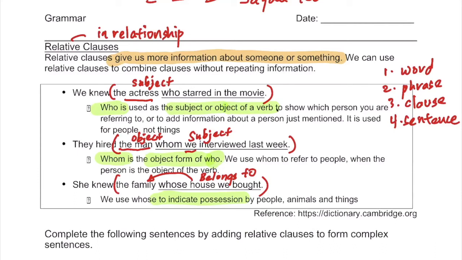Can anyone remember? Mr. Bang. Yeah. Who is followed by a verb and whom is followed by a noun? Thank you very much. That is exactly what I taught you.